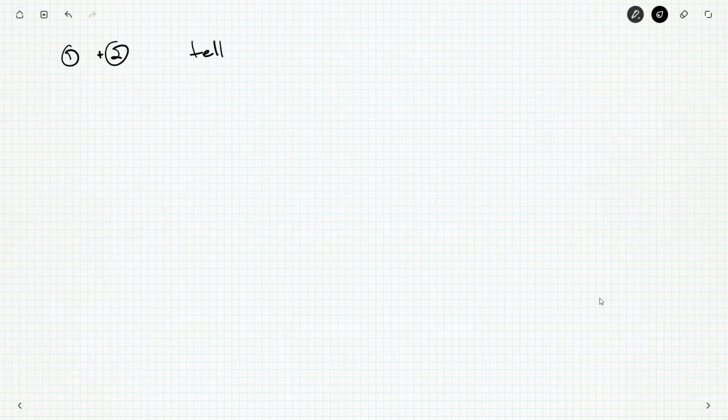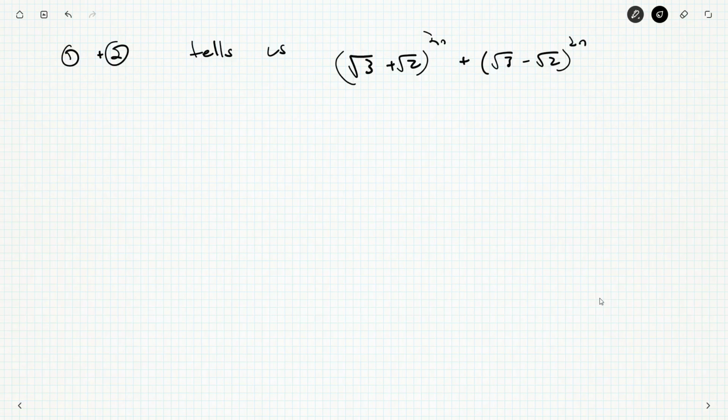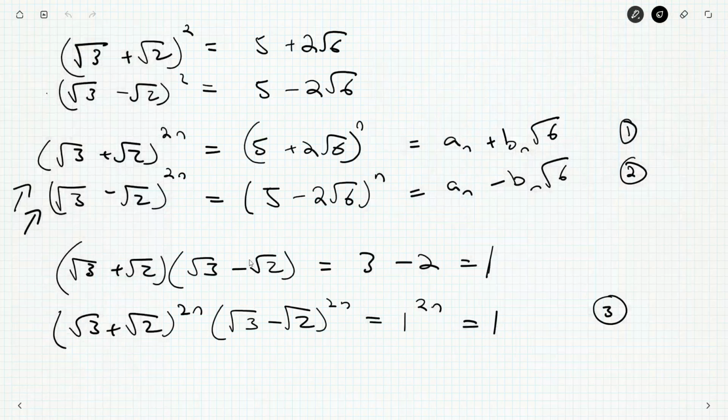So 1 plus 2 tells us that (root 3 plus root 2) to the 2n plus (root 3 minus root 2) to the 2n is equal to 2an. And at this point, you don't need 3 to see this fact. I jumped to 3 and started doing Pell's stuff because that's what I already knew. I'd had experience with that, so that sort of to me said, well, you got to do this.